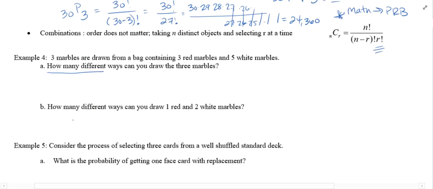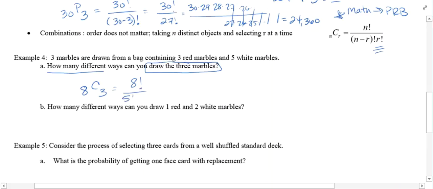Okay, so total, how many marbles do I have in the bag? I've got 8. We're going to do a combination, and I want to pick how many? I'm going to draw 3 marbles. So I'm going to have 8 factorial over 5 factorial times 3 factorial. I'm just following the formula. N minus r, so 8 minus 3 is 5, times r factorial.